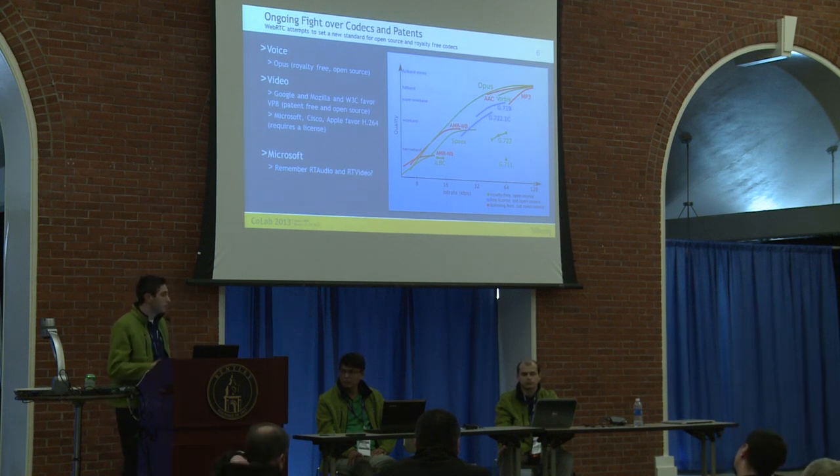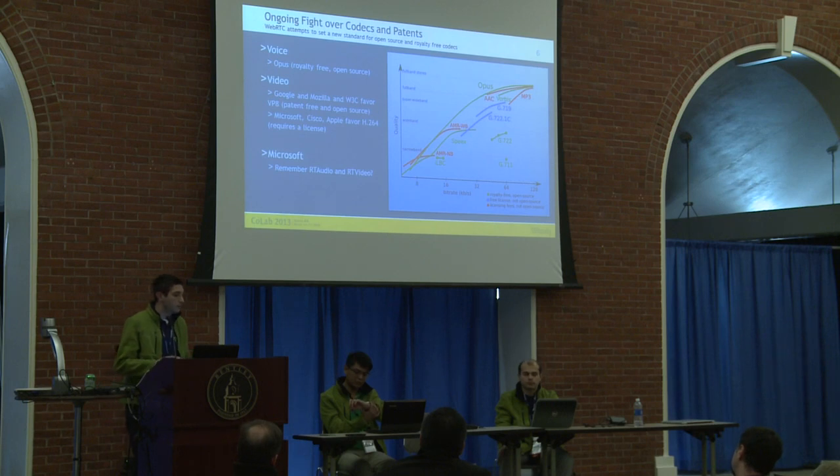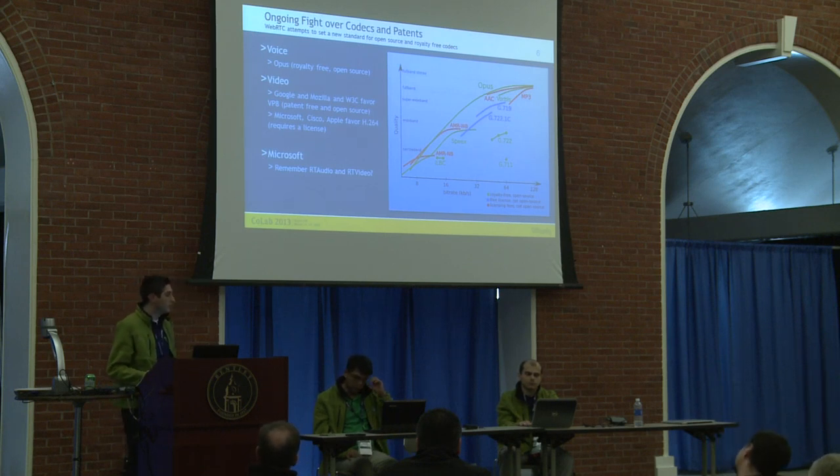from On2 when they acquired On2 in 2012, I think. And the patents are free and open source, and that's why Google and Mozilla favor this. This doesn't match with the Microsoft, Cisco, or Apple vision, that they already have H.264 that requires a license. Now, if we compare these codecs, VP8 is considered to be a little bit better than H.264, but given the fact that it's license free, it compensates from this point of view. And of course, Microsoft is going with their own RT audio and RT video codecs.